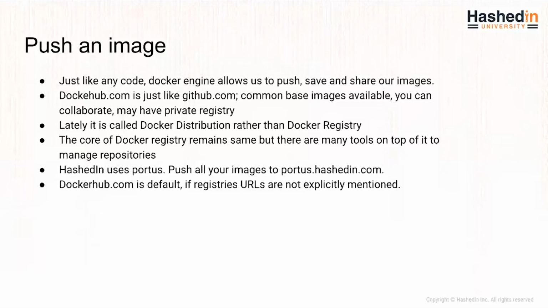But Hashedin uses Portus. Push all your images through it, and many other projects also use Portus, and you can visit it at portus.hashton.com. Docker Hub is the default in all the commands, just like when you ran Docker push. If you simply run Docker push with an image ID, it will push to Docker Hub. But you have to explicitly mention portus.hashton.com in the command to ensure that it gets pushed to our internal private repository. Just be very sure, because otherwise your code will be shared on a public Docker repository, which is not good from a security standpoint.